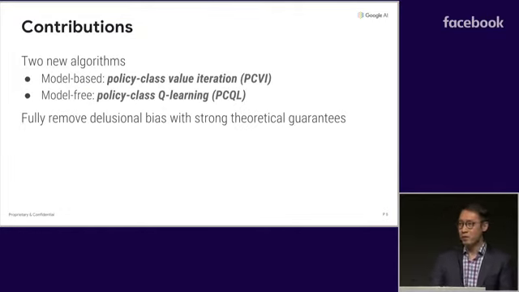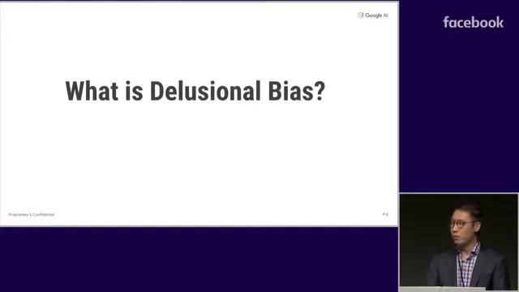But we do have some good news. We developed two new algorithms which completely resolve delusional bias with general optimality guarantees. The first is in the model-based setting, which we call policy class value iteration. The second in the model-free setting, which we call policy class Q-learning. So what is delusional bias?